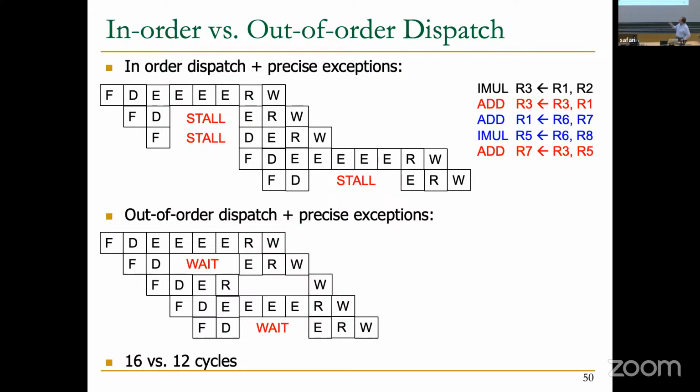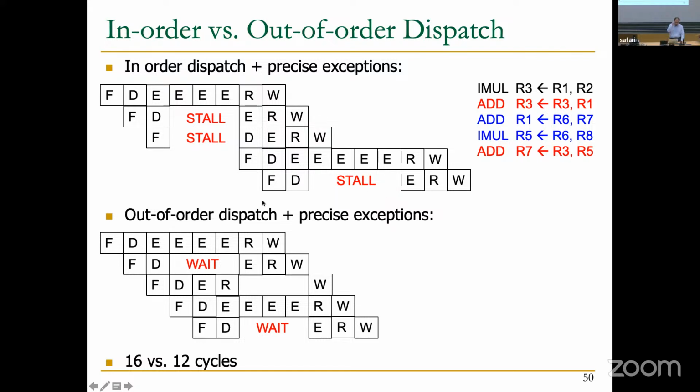So yeah, this is in-order versus out-of-order dispatch. Basically, in in-order dispatch plus precise exceptions, we have this kind of pipeline where we fetch, decode, and then execute. For the other one, we fetch, decode, and then we need to stall because we have this in-order dispatch. And the second instruction also needs to stall because the first one is stalled, again because we have in-order dispatch. And this is the whole latency of the pipeline.